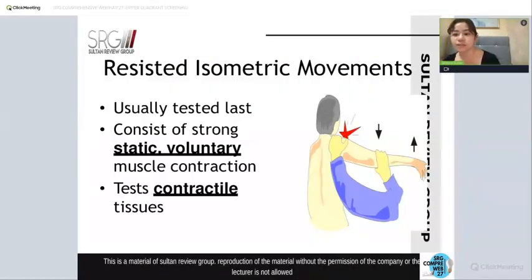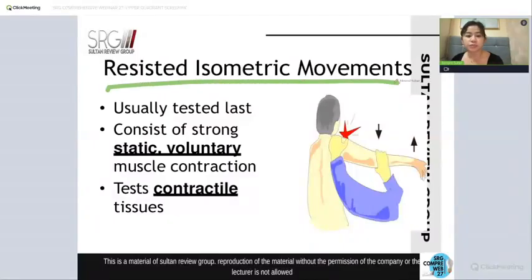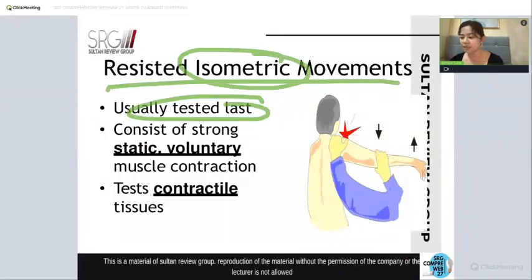Pag sinabi natin resisted isometric movements, usually it's tested last. Okay? So after your passive, so pag sinabi natin resisted isometric movement, isometric, meaning to say no net movement po dapat ang nangyayari dyan, and it is resisted. Why? Bakit very specific that it should be resisted isometric movement? Because what we can achieve here, or what we want to achieve here, is to actually isolate your contractile. Remember yung discussion natin kanina, you start with active na both inert and contractile yung stress. Then you have your passive na inert lang. Now the last thing that you want to isolate would be the contractile naman.